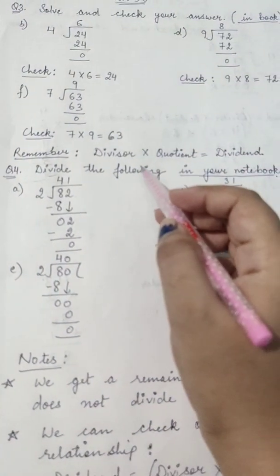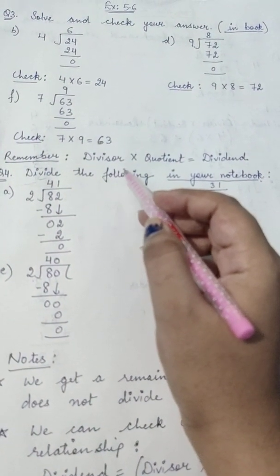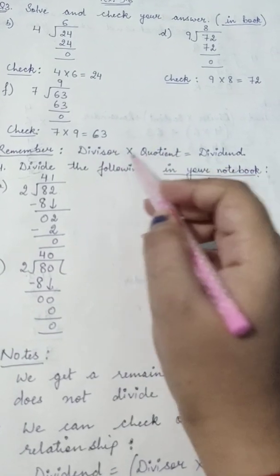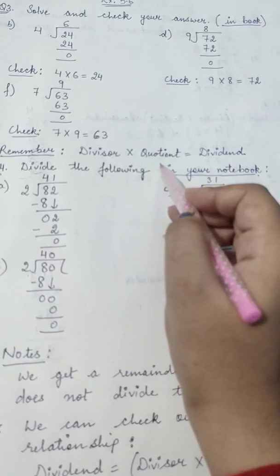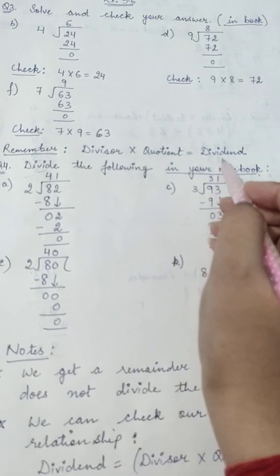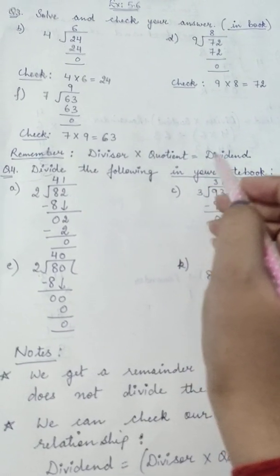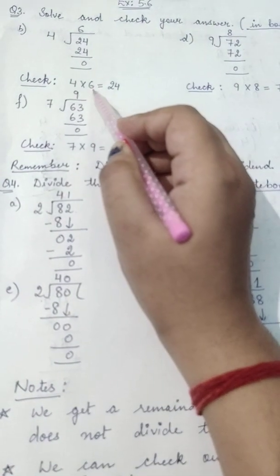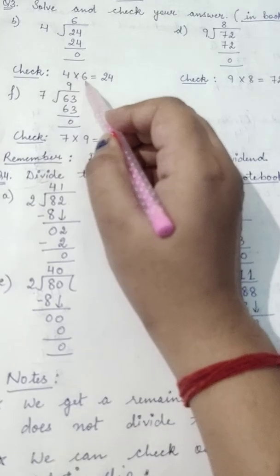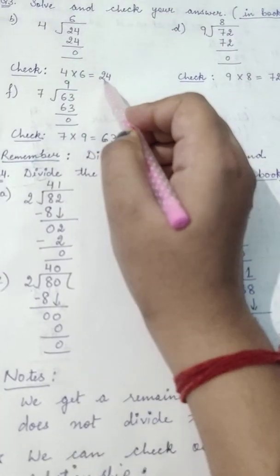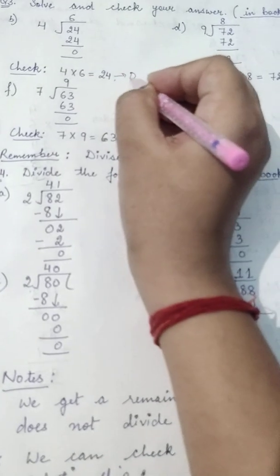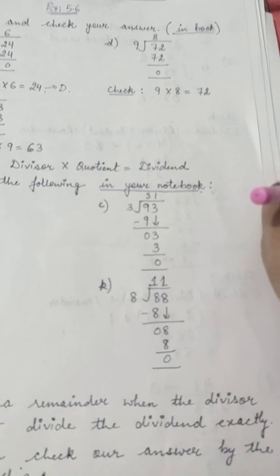For checking the answer you have to remember one thing, this formula you have done already: divisor into quotient is dividend. So you will use this formula and check your answer. Divisor is 4, quotient is 6. So you will multiply both of these and the answer is 24, which is equal to your dividend. Hence this answer is correct.